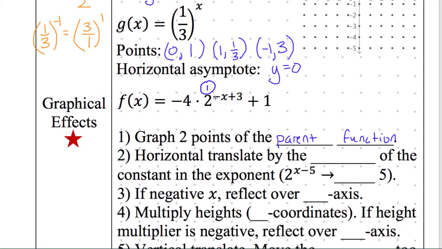All right. Next, step 2. I'm going to horizontal translate by the opposite. Math is just so beautiful. By the opposite of the constant in the exponent. So this is step 2 that I'm talking about right here. I'm referring to this 3. What's happening here is normally I'm going to add 3.